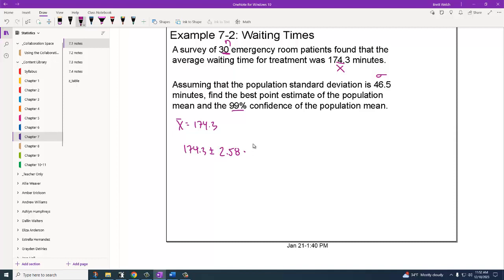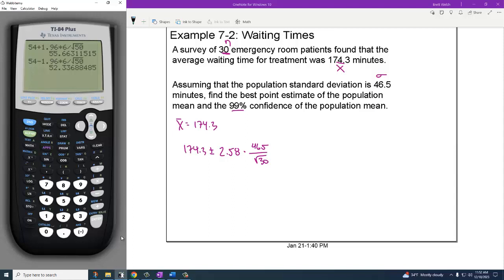That's times the standard deviation of 46.5 divided by the square root of n, which is 30. So we're going to grab our calculator, and we'll start with 174.3 plus 2.58 times 46.5 divided by the square root of 30. You get 196.2, that's the upper side.